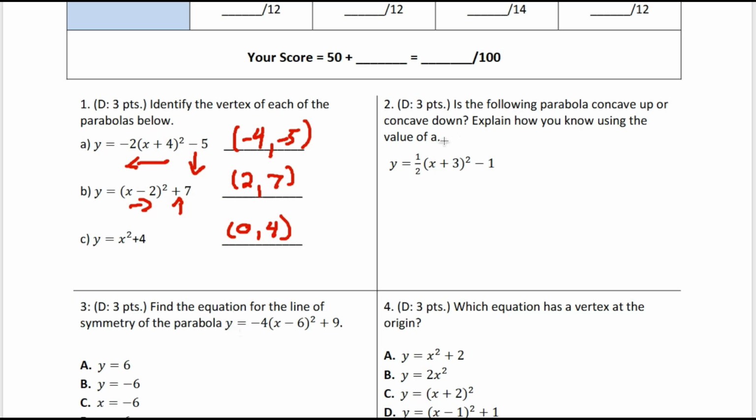For problem number 2, it says, is the following parabola concave up or concave down? Explain how you know based on the value of A. Well, A is 1/2, which is greater than 0, which means this is concave up. This is an upward parabola. Okay, if A were less than 0, it would be downward.